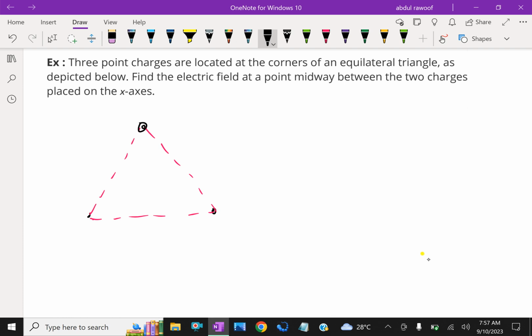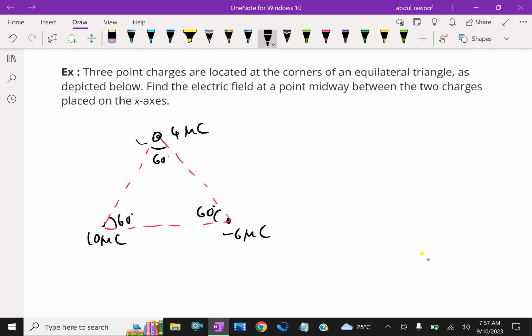Now this is 4 microcoulomb. This is 10 microcoulomb. This is minus 6 microcoulomb. All angles are 60 degrees because it is an equilateral triangle. Then 0.5 meter, everywhere 0.5 meter. Here we have to find the field at the midpoint between these two charges.